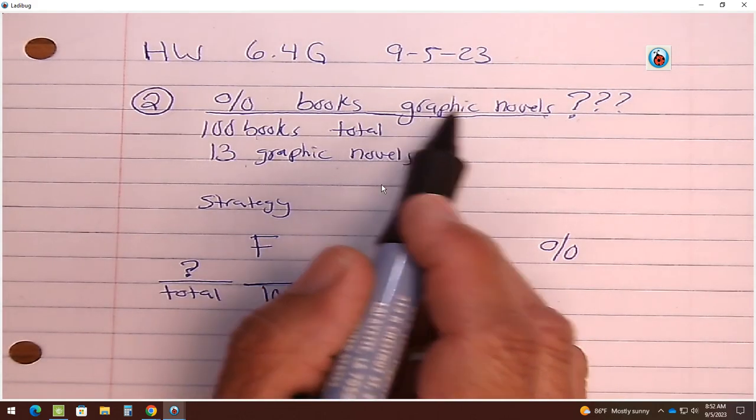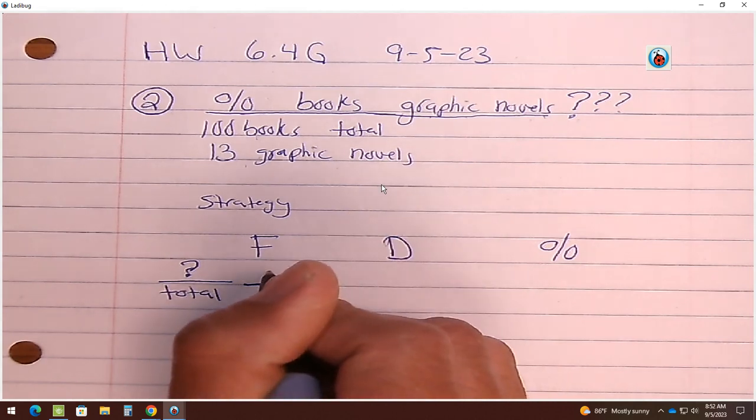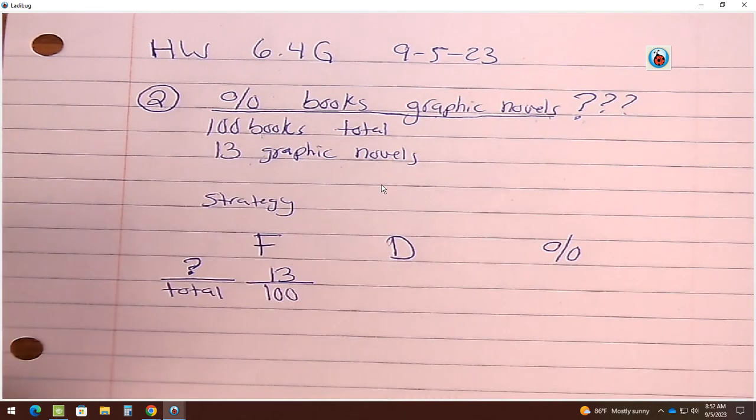The graphic novel. So what goes on top? 13. I have a question for you. What if I would have said this on the question? Be careful, because some of you are going to get bad habits and say, I know how to do this: total on the bottom, and whatever they're telling you on the top. No, you have to focus on the question.